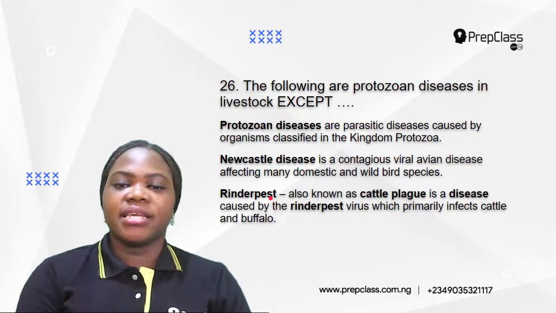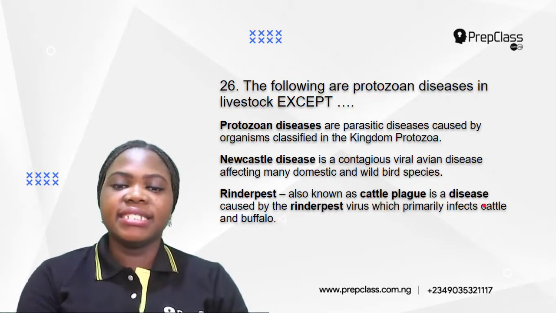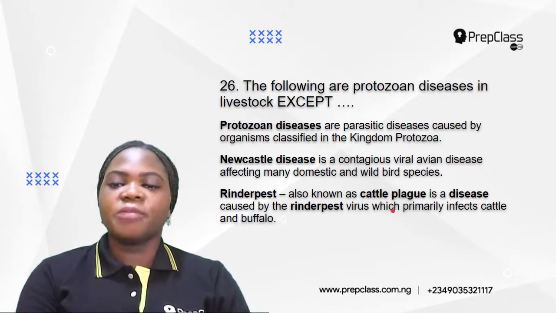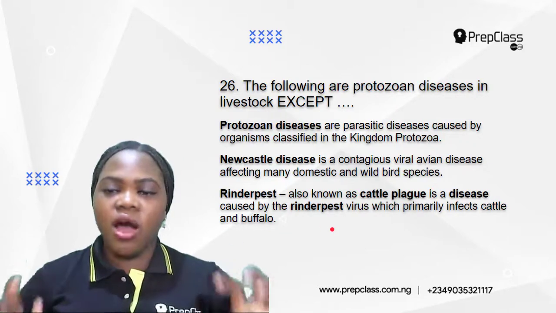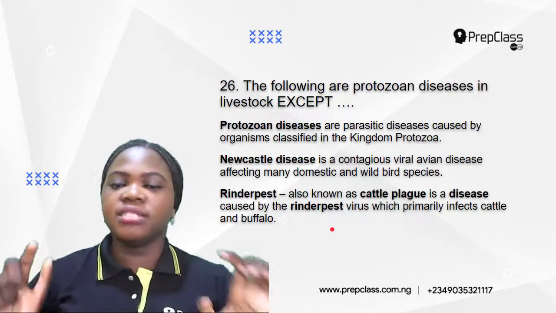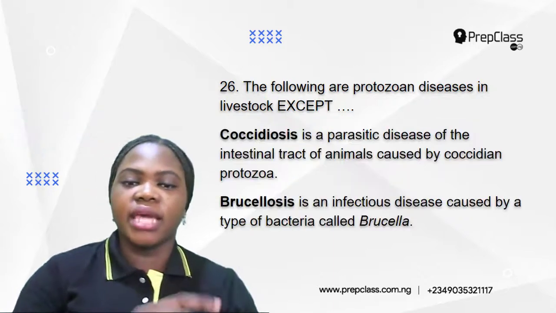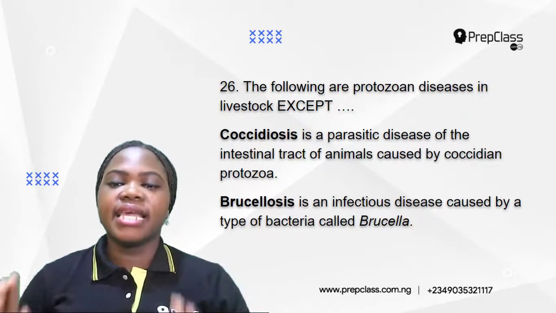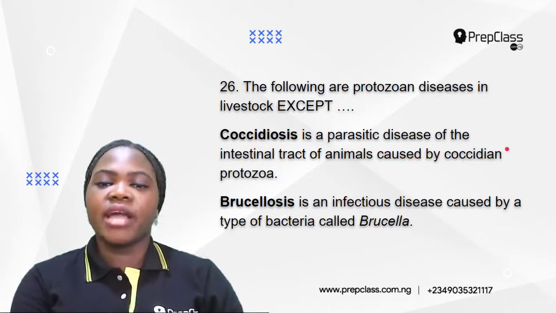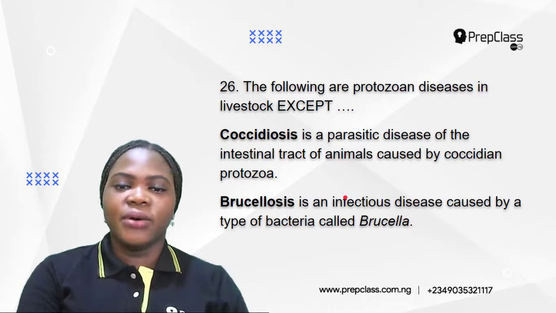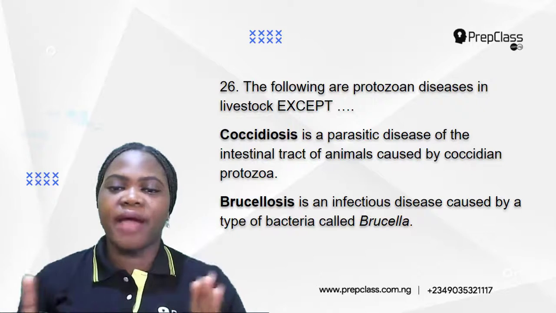Okay, rinderpest. Rinderpest is also known as cattle plague. It is a disease caused by rinderpest virus, which primarily infects cattle and buffalo. So rinderpest is also caused by a virus called the rinderpest virus. So rinderpest is a viral disease. Okay, coccidiosis is a parasitic disease of the intestinal tract of animals caused by coccidian protozoa. So you can see that this is a protozoan disease because it is caused by a parasite.